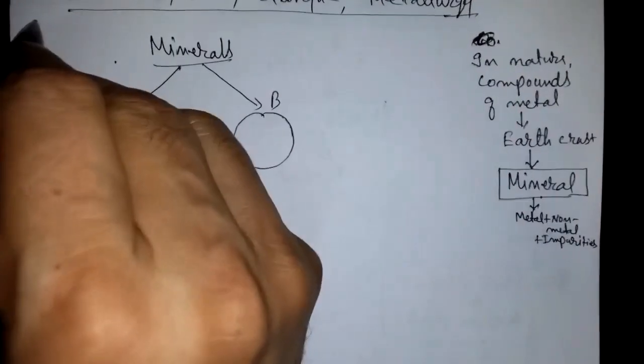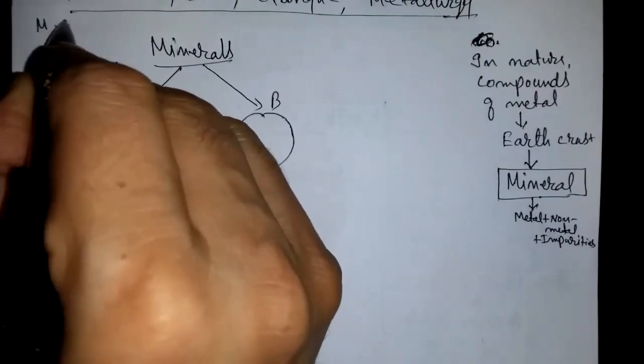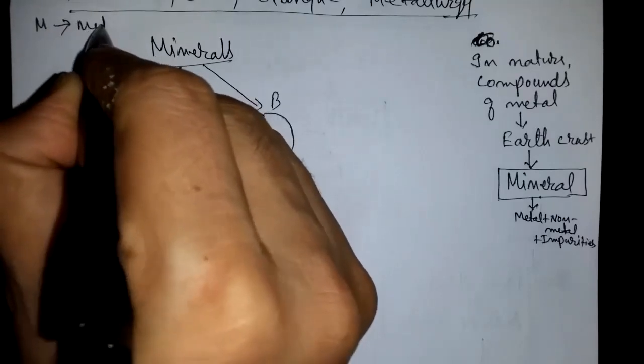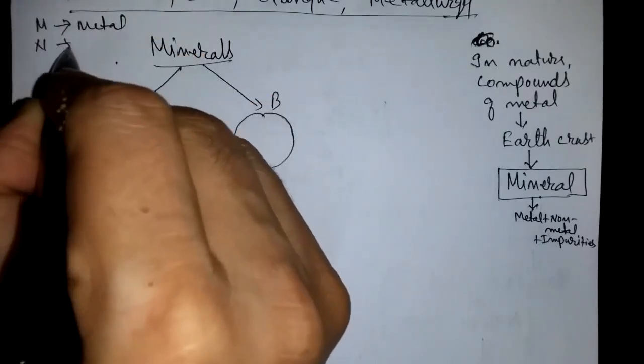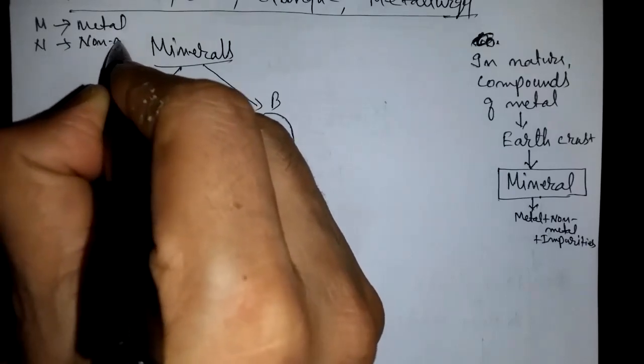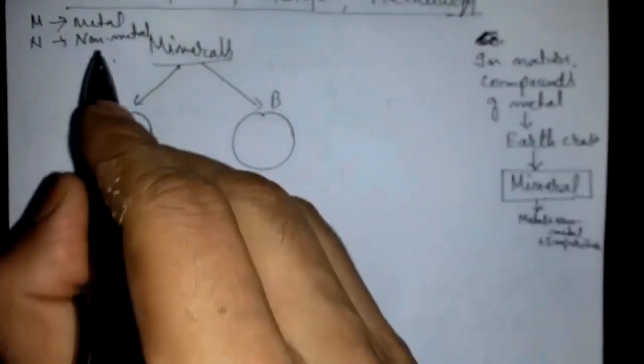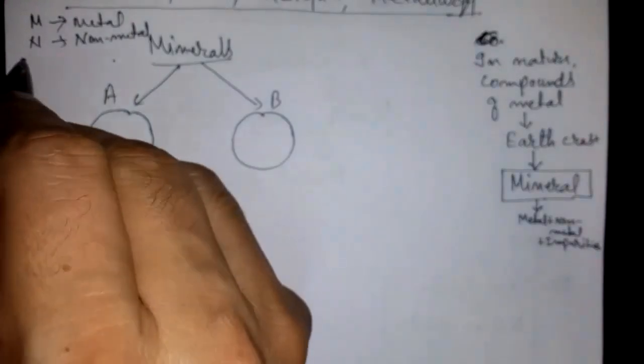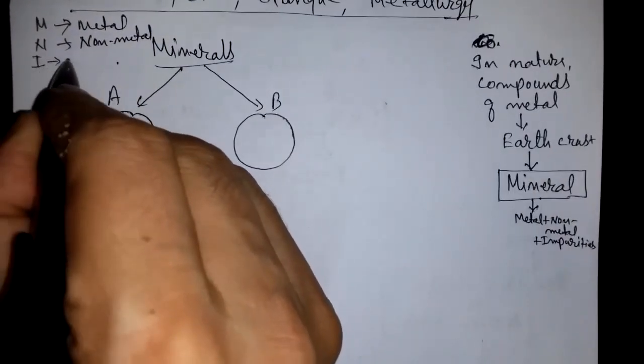In our discussion, to represent metal, I'll just write M as metal, and I'll be writing non-metal. This is like this in the exam, you'll not write. In the exam, if you're writing, you write full. And I'll be using a symbol to represent impurities.